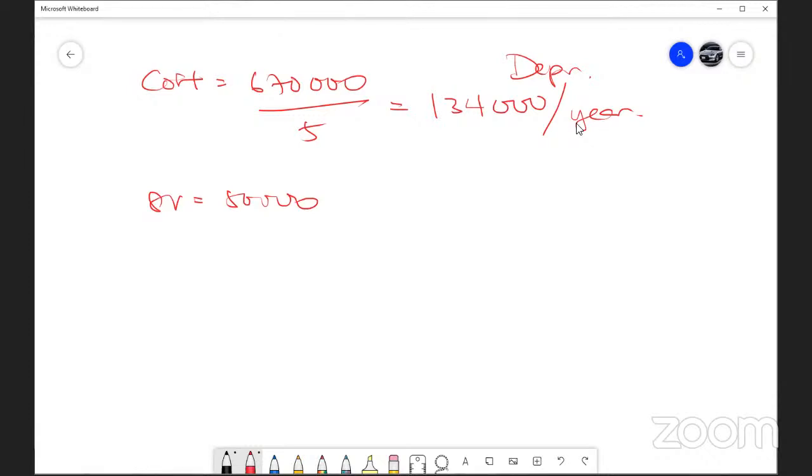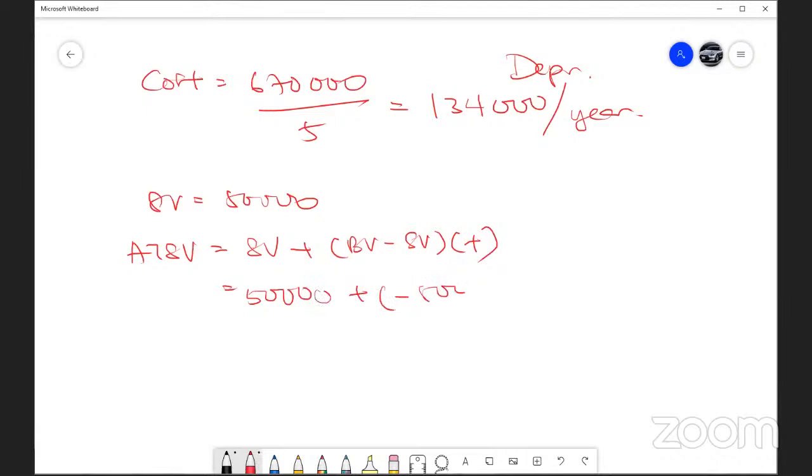Okay? So, again, straight line to zero, to find your after-tax salvage value: salvage value plus book value minus salvage value times tax. So if salvage value is already 50K, book value is 0, so here is negative 50K multiplied by your tax, 0.35. This will give you 32,500. So in the final year, you can sell at 32,500.